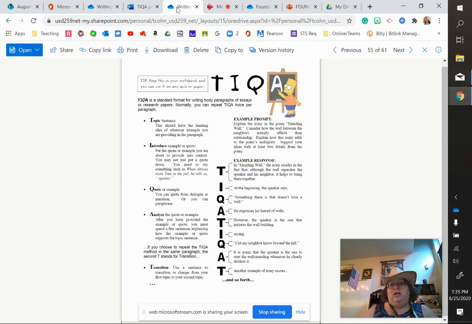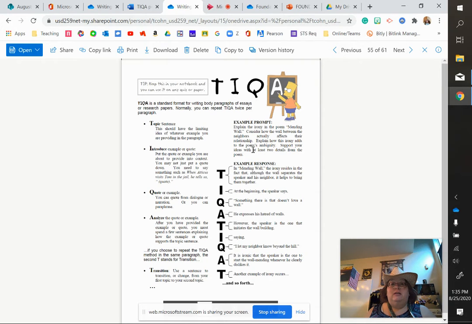Here at Southeast, we call it the TIQA paragraph. It's a standard format for writing body paragraphs of essays or research papers. I'll give you a copy of this so you can see it a little better.